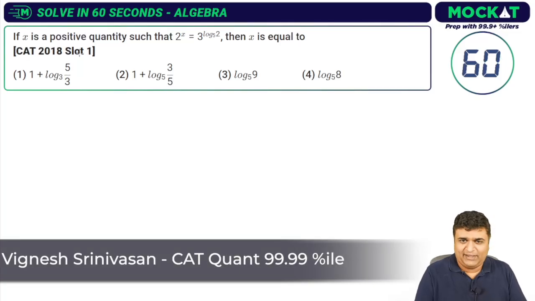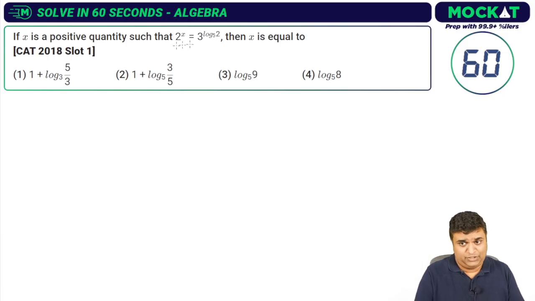On to a Q20 2018 slot 1 question. Short one, logarithm generally should be fine, right? Shouldn't miss out on these. Let's push for it in 60 seconds. If x is a positive quantity such that 2 power x equals 3 power log 2 to the base 5, then x is equal to which of these, right?